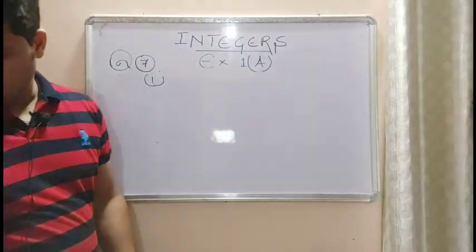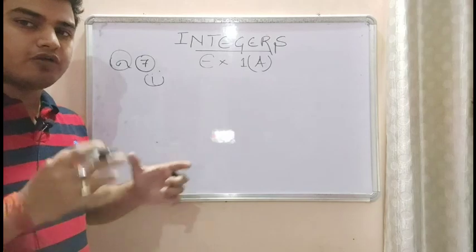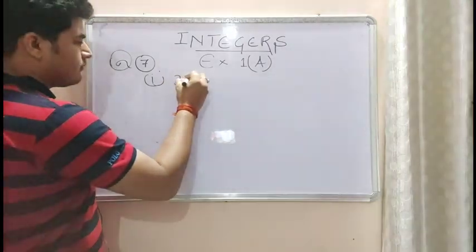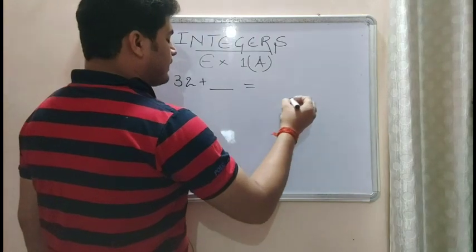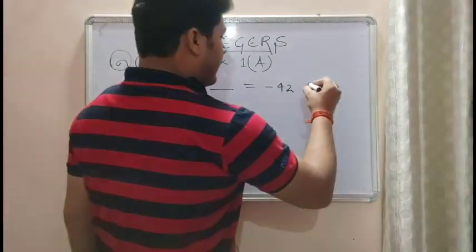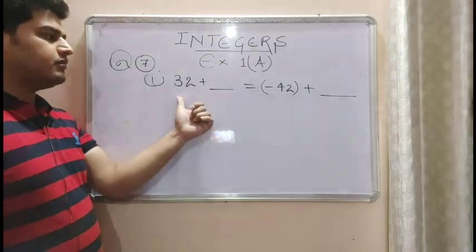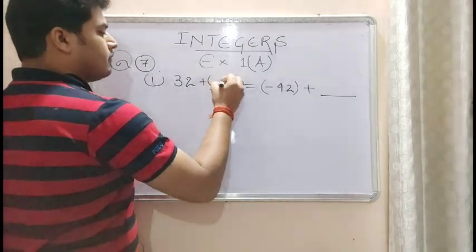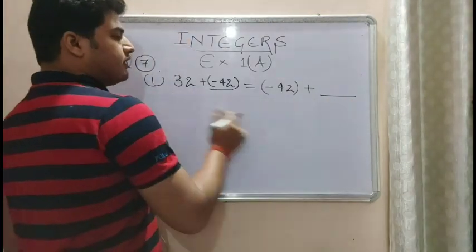In this question you have to fill up the blanks, and you have to name the property that can be stated by these numbers. So you have 32, then you have a blank, and on the right hand side you have minus 42, plus a blank. So a number, blank, a number and blank. So you will write this number over here, minus 42. And here minus 42 is first and then the second number will be 32.